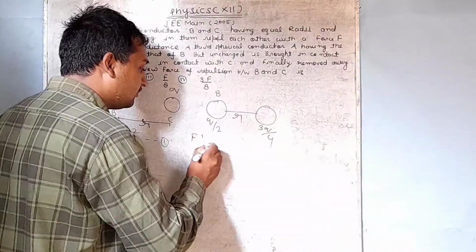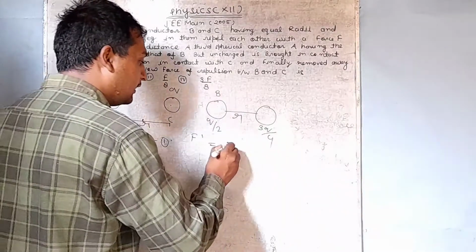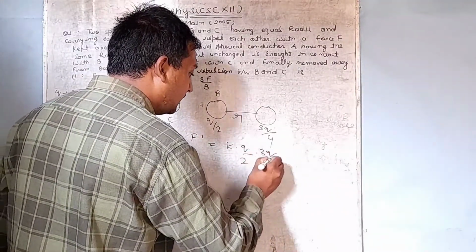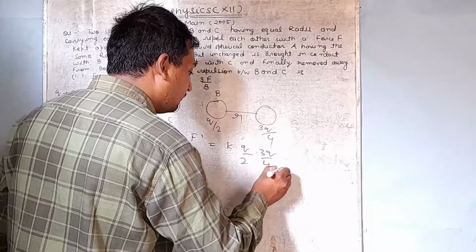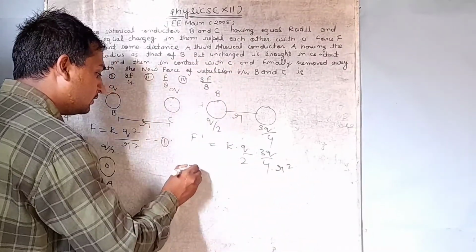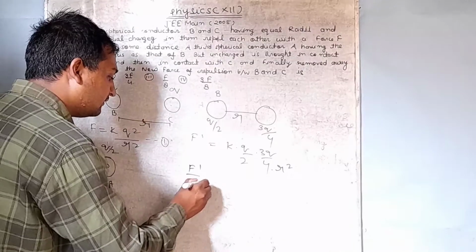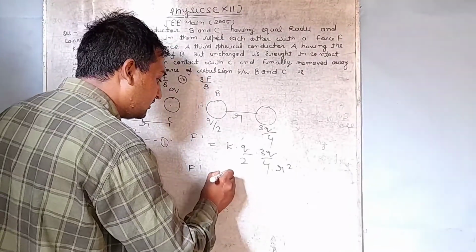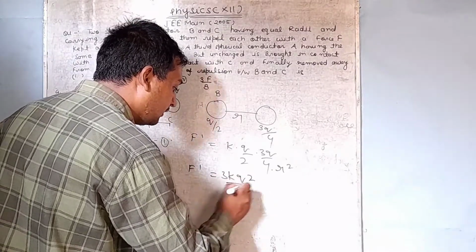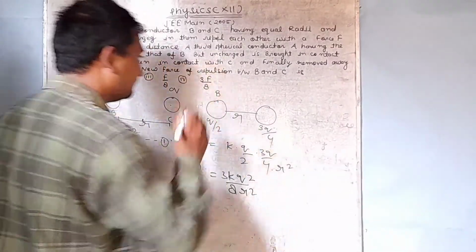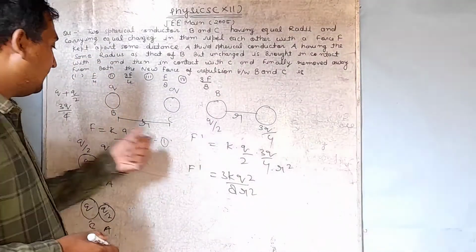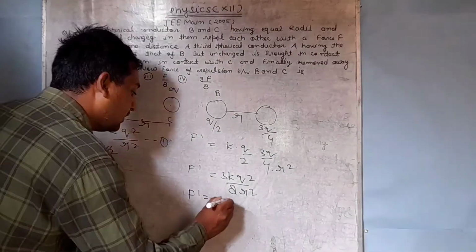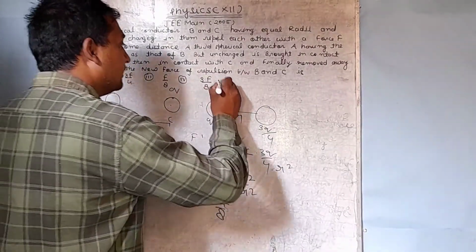So F dash is equal to what? K into Q by 2 into 3Q by 4 upon R square. So F dash is 3KQ square upon 8R square. Now dividing F dash by F, we get F dash is equal to 3F upon 8. So the final answer will be this.